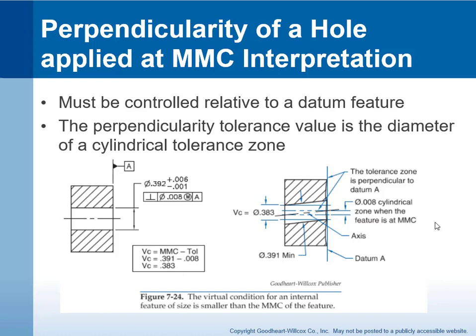And what does this mean? Is we have our datum A right here, and then we have this 383. As long as that 383 fits in there, that gives us our 8,000 cylindrical zone when the feature is at MMC. So that's what that means. How do we verify this?